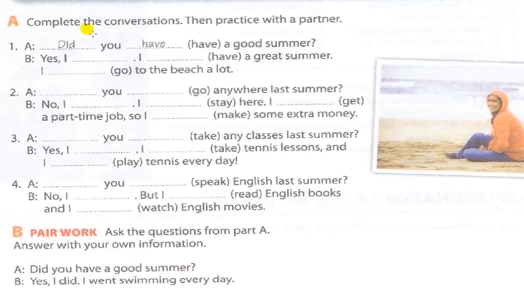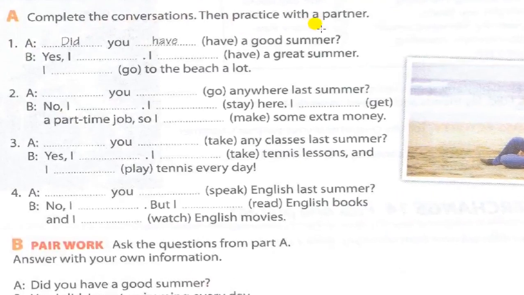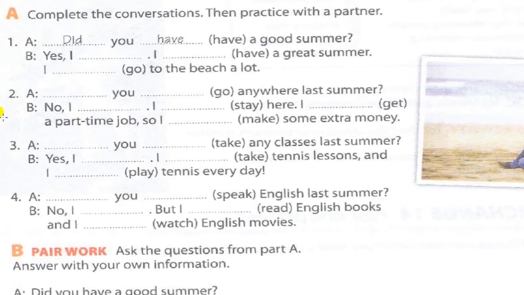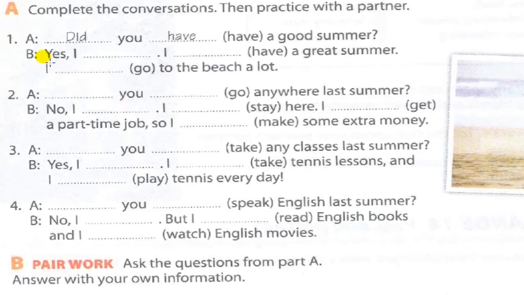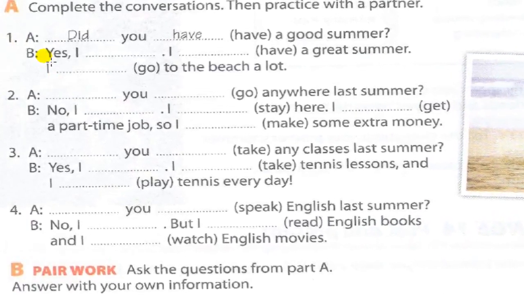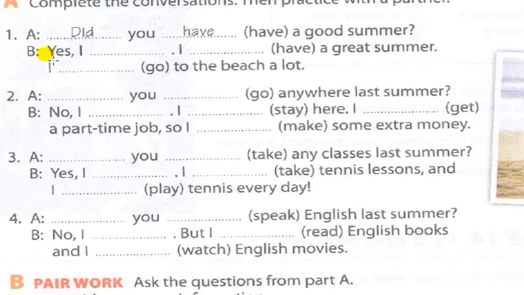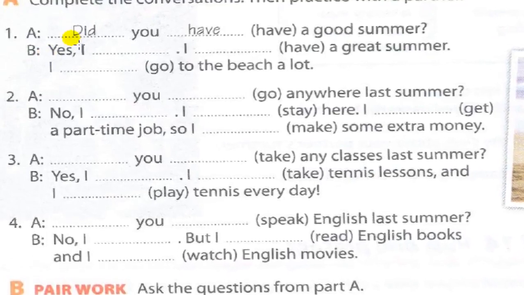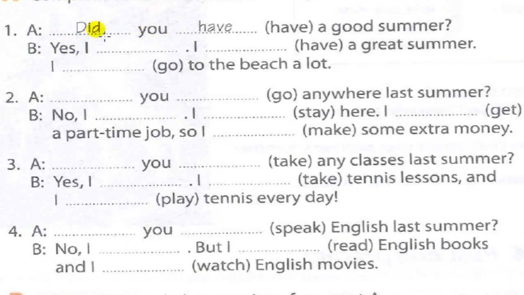A. Complete the conversations, then practice with a partner. In this exercise, you try to answer. You try to complete the conversation and then repeat it to practice with your friend. One minute, try to answer. في السؤال ده هتجاوب لوحدك على الأسئلة دي، هنحطها في صيغة السؤال بـ did you، الاستفهام بهل، وبعد كده انت وصاحبك تبدأوا تعملوا practice.